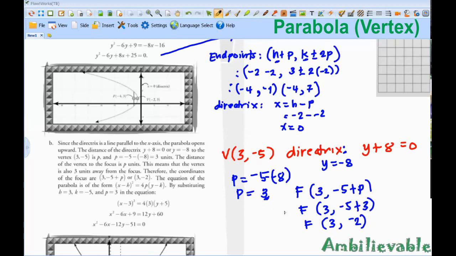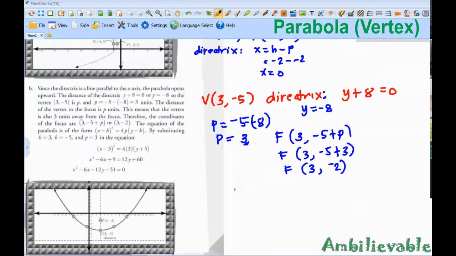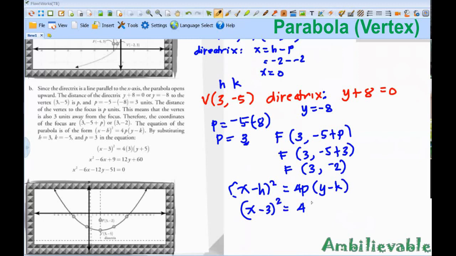So the equation of the parabola is of the form (x - h)² = 4p(y - k), right? By substituting the values of h and k, h is 3. So (x - 3)² = 4 times the p, which is 3, and (y - k), so plus 5. So (x - 3)² = 12(y + 5).